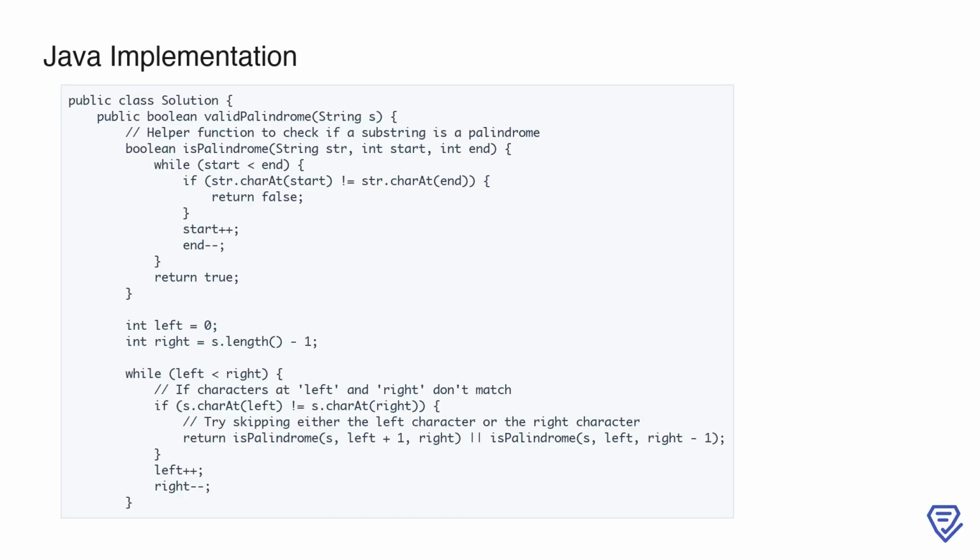Next, we initialize two pointers, left and right, pointing to the start and end of the string respectively. These pointers allow us to traverse the string from both ends. We then enter a while loop that continues as long as left is less than right. Inside the loop, we first check if the characters at the left and right pointers are equal. If they are not, we return the result of calling isPalindrome twice, once by skipping the character at the left pointer and once by skipping the character at the right pointer. This ensures we explore both possibilities for removing one character to potentially form a palindrome.